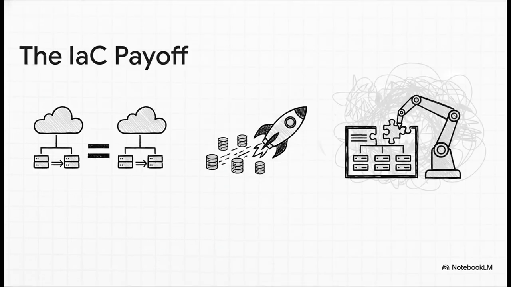And the payoff? Oh, it's huge. It's like going from a horse and buggy to a rocket ship. First, you get flawless consistency. Every environment is an identical twin of the last. Second, you get insane speed. You can deploy super complex systems in minutes instead of days. And finally, and this is a big one, you completely remove human error from the equation. The code just does what you tell it to do, every single time.